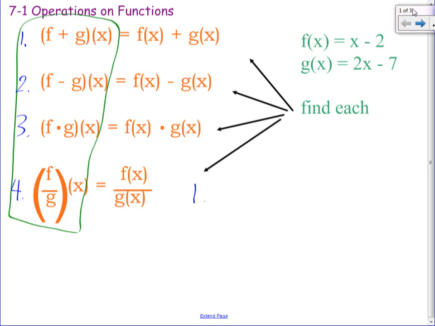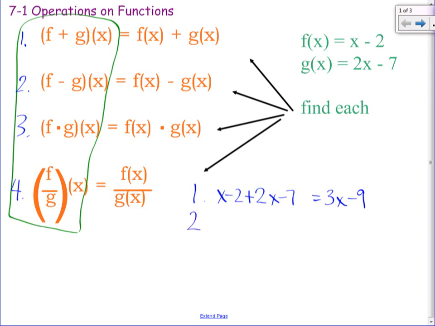So we're going to have x minus 2, and then we're going to add to it the other one, which is 2x minus 7. Then we combine like terms. So this would be 2, no, not 2, 3x minus 9, and then you're done.